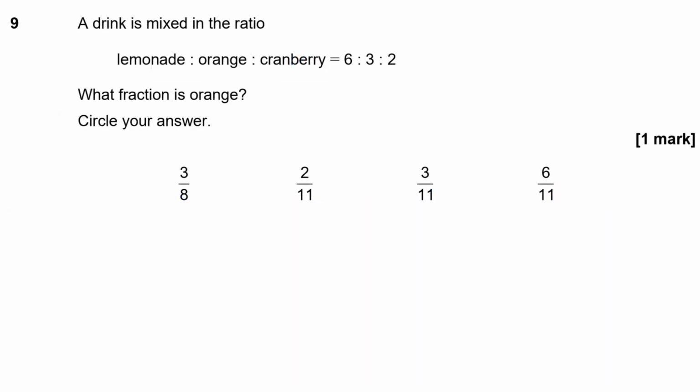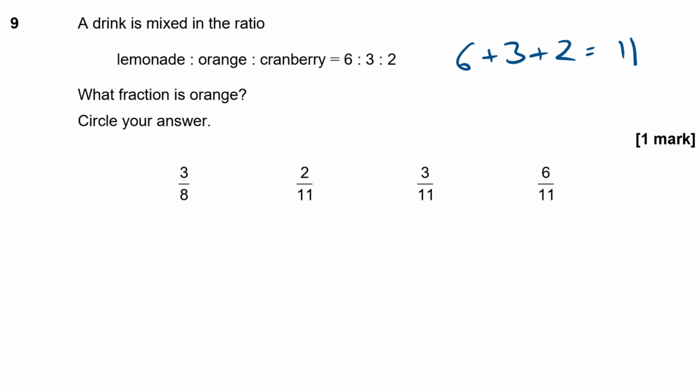Question 9. A drink is mixed in the ratio of lemonade to orange to cranberry of 6 to 3 to 2. What fraction is orange? Circle your answer. Okay, so if the ratio is 6 to 3 to 2, that means there are 6 parts lemonade, 3 parts orange, and 2 parts cranberry. So altogether, how many parts is that? Well, 6 plus 3 plus 2 is equal to 11. So it's 11 parts altogether.